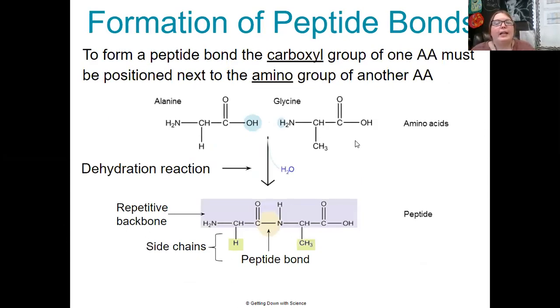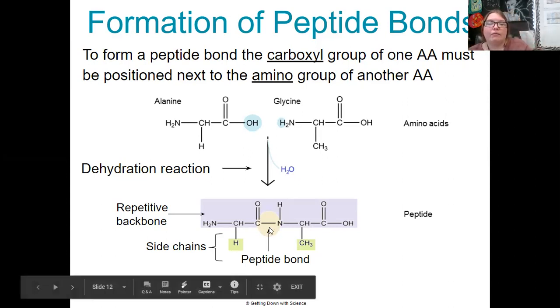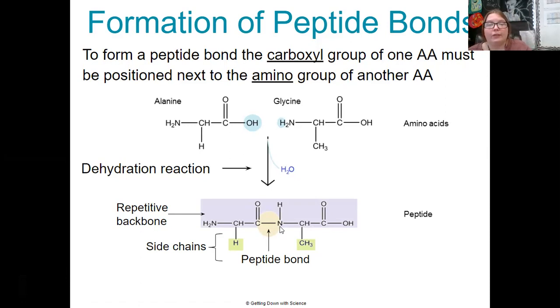Okay, peptide bonds. I can promise you, you're going to see this on a test. To form a peptide bond, the carboxyl group of one amino acid must be positioned next to the amino group of another amino acid. This is a dehydration reaction. We're going to use those for a lot of stuff. But this is specifically a peptide bond because I'm joining amino acids, and carbon and nitrogen are going to form a covalent bond and join them together. So it is a peptide bond.